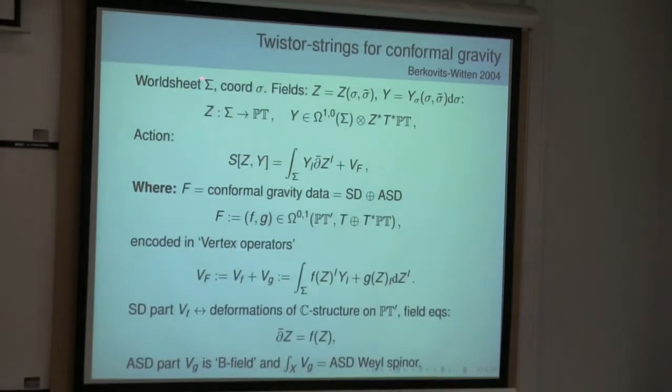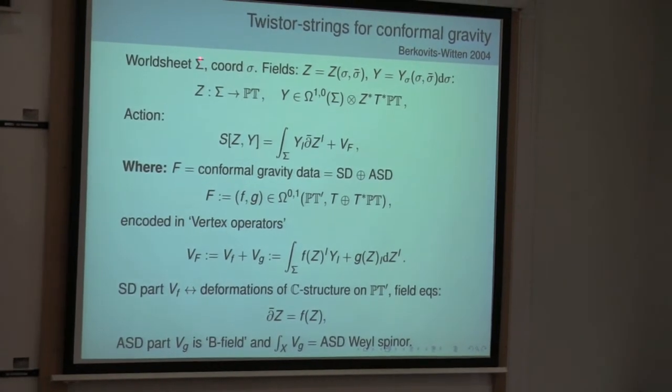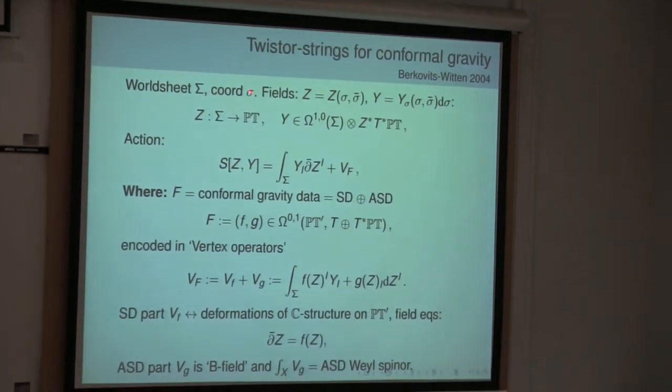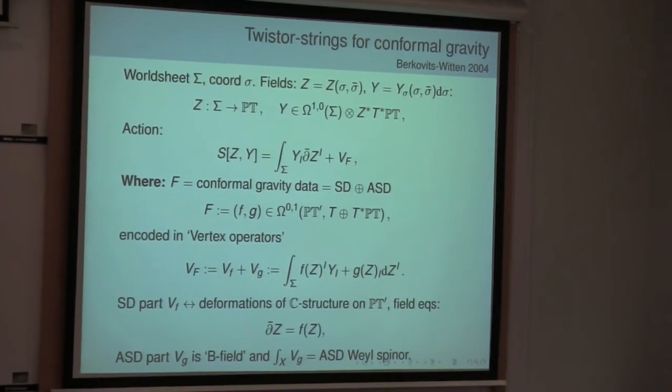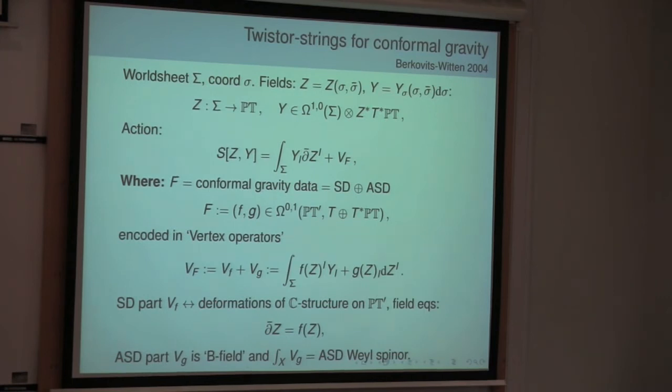So if you have a worldsheet sigma, this is a Riemann surface, it's just a coordinate sigma, which is going to be a complex variable. And so the fields on the Riemann surface are going to be a twistor that depends on sigma and sigma bar, and a dual twistor with values in one forms on the Riemann surface.